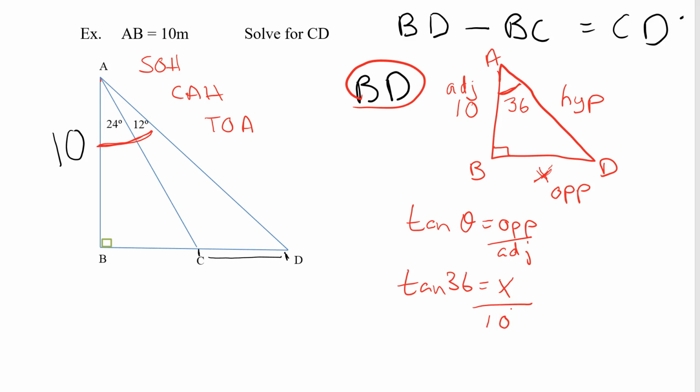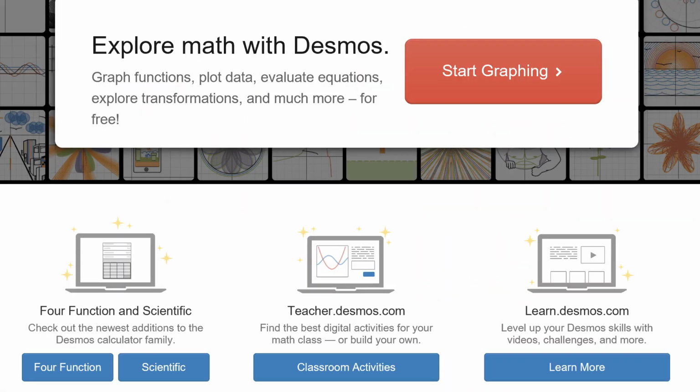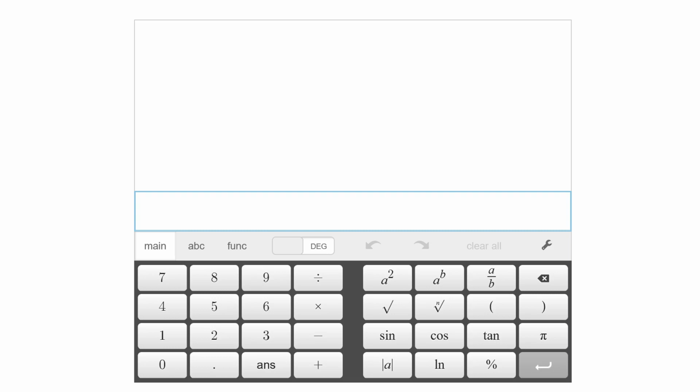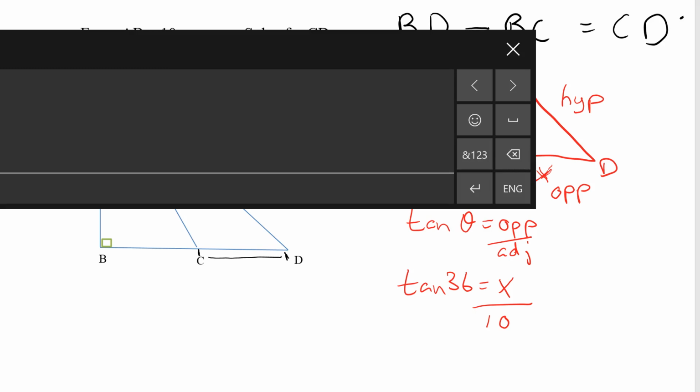Okay, now I switch to my calculator to do the tan of 36. So I'm going to bring up Desmos here, and I'm going to go to my scientific. And remember, I do the function first, so I've got tan. And then my angle was 36. And my answer, 0.7265, 4 decimal places, rounded correctly. Go back and plug that in.